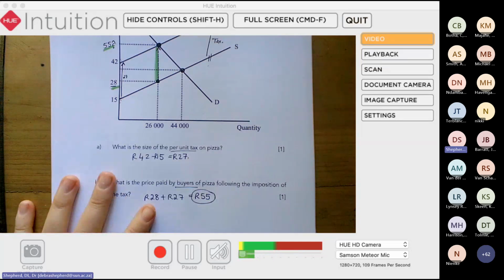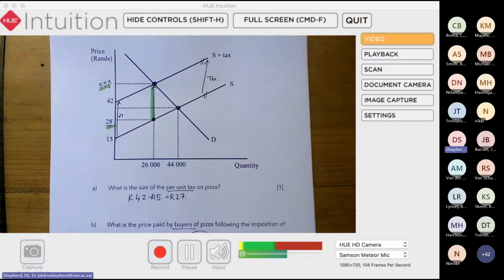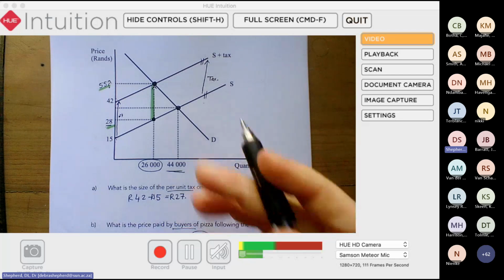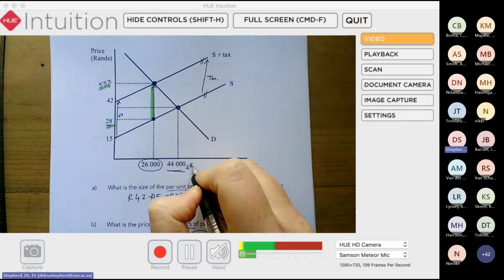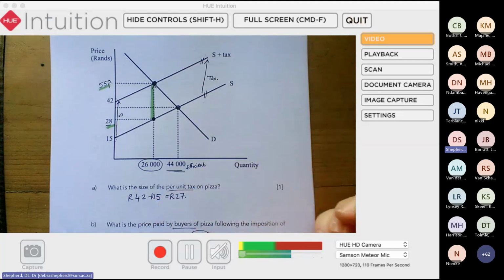So if we look at this picture, we see that 26,000 ends up being the amount bought and sold, so the amount of pizza bought and sold. What is the efficient amount of pizza bought and sold? So what would be the socially optimal or efficient amount of pizza bought and sold? Okay, so this is the efficient quantity of pizza.